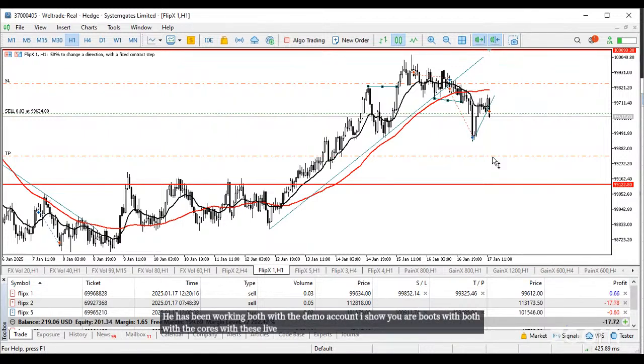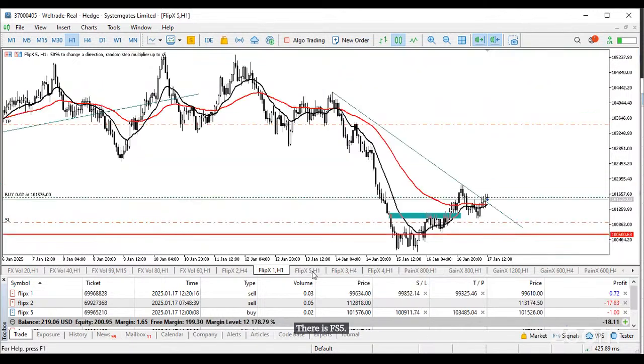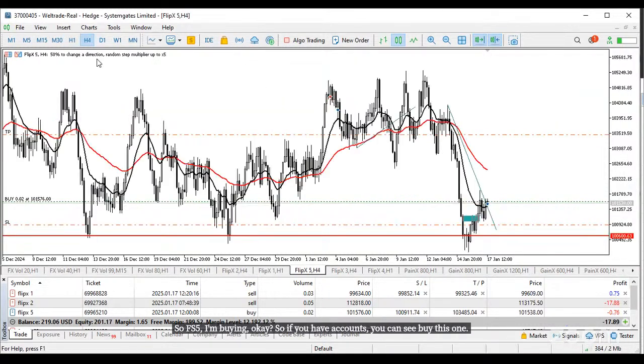So whatever I do in the live account, I replicate it on the other accounts, the same trade. You can see that on FS1 I'm in profit. Then FS5, what made me take the trade? On FS5 I'm buying. If you have accounts, you can still buy this one. So why am I buying FS5?